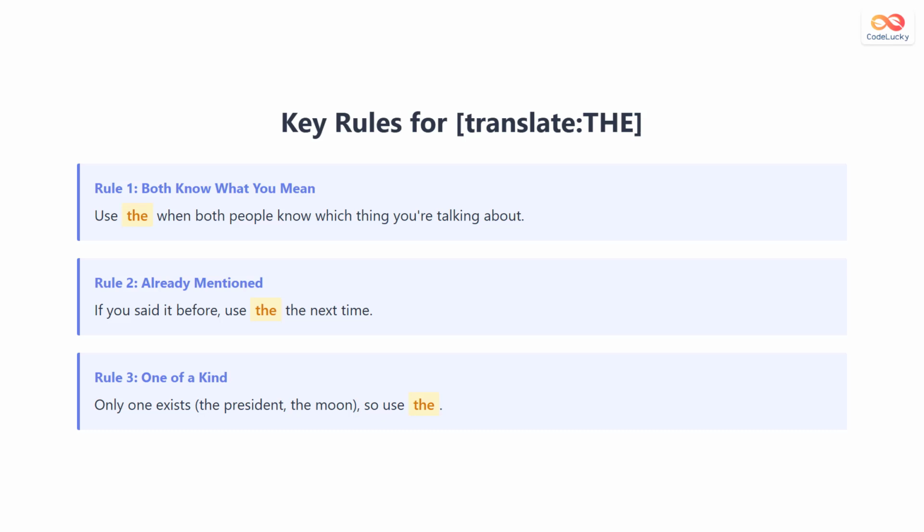Let's review the key rules for using the. Rule 1, both people must know what you mean. Use the when both the speaker and listener know which specific thing you are talking about. Rule 2, already mentioned. If you mention something before, use the next time you talk about it. Rule 3, one of a kind. When only one of something exists, like the president or the moon, we use the because it is unique and everyone knows what we mean.